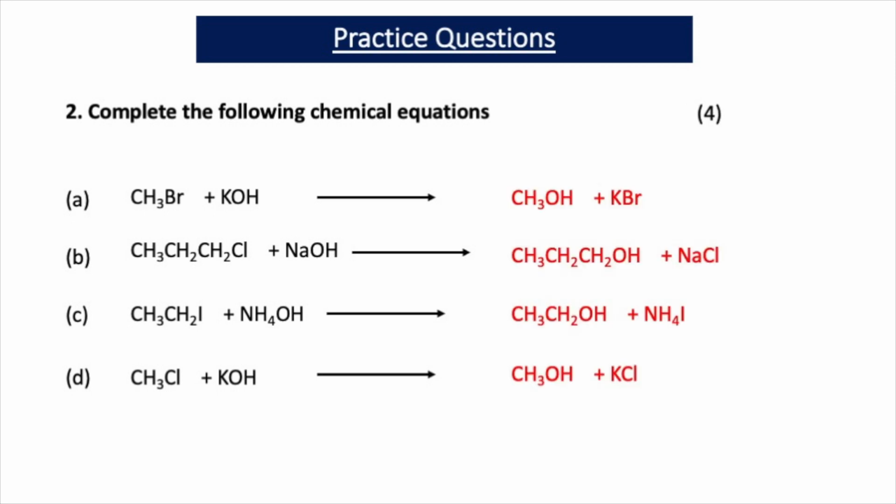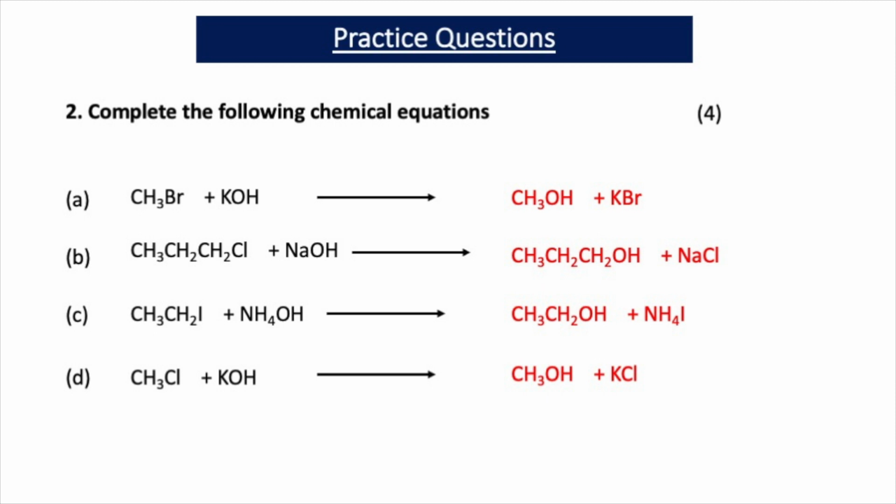So now let's go for the answers to question 2. So 2a is CH3Br plus KOH, and that would produce CH3OH and KBr. And for question 2b, we have CH3CH2CH2Cl plus NaOH, and that would be CH3CH2CH2OH and NaCl. That's what would be produced.